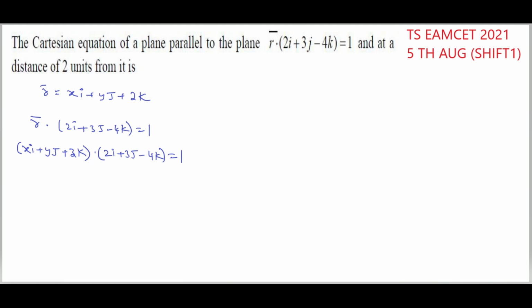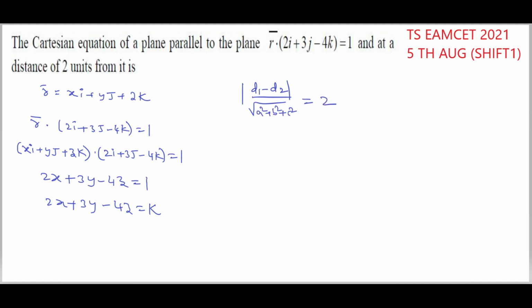Multiplying, i dot i is 1, j dot j is 1 and k dot k is 1. That is 2x plus 3y minus 4z is equal to 1. So the parallel plane is 2x plus 3y minus 4z is equal to k. These two are parallel planes, so the distance between these two planes is given. That is, the distance between two parallel planes is modulus of d1 minus d2 by under root of a square plus b square plus c square, which is equal to 2.